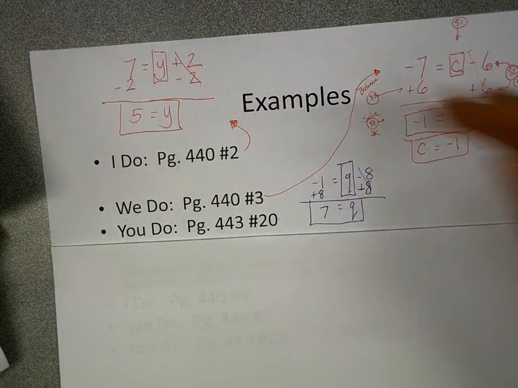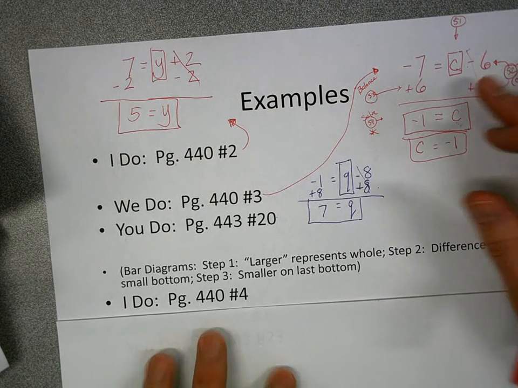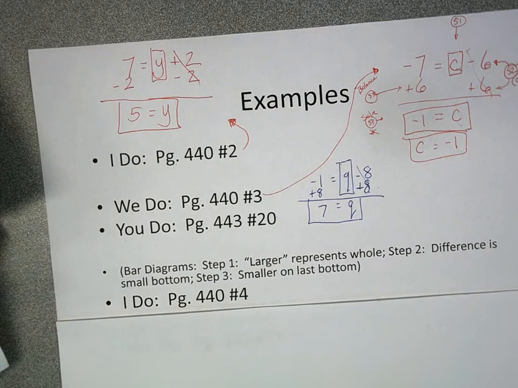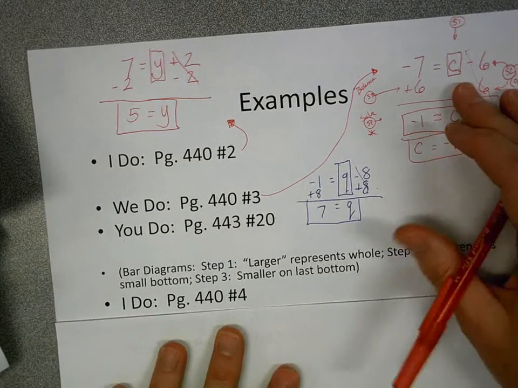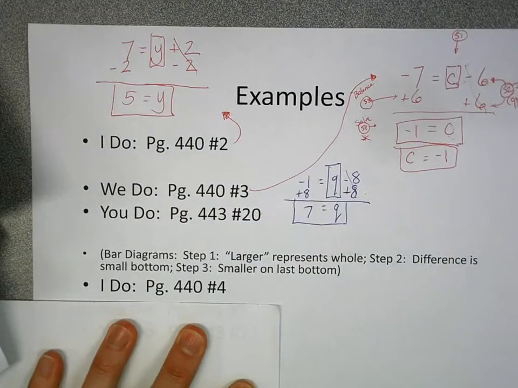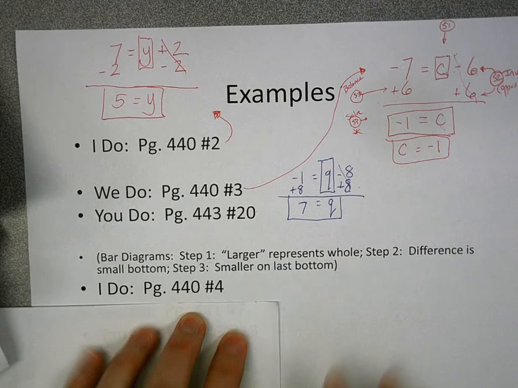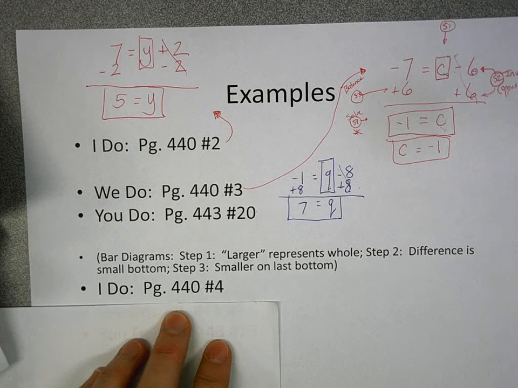All right, now let's go ahead and take a look on page 440 at problem number 4. We're going to do this one together. Here we go. I want to talk about a bar diagram. Now, we briefly talked about bar diagrams throughout the year, okay? But they're going to actually ask you to use a bar diagram. So if you take a look at number 4, let's go ahead and close read it together.